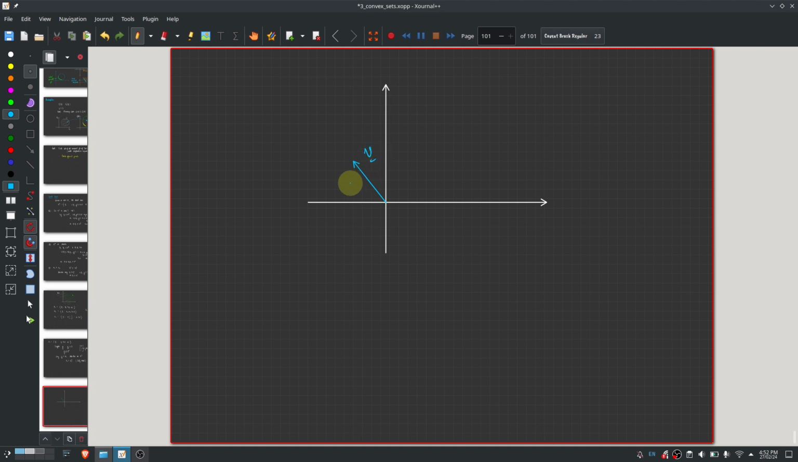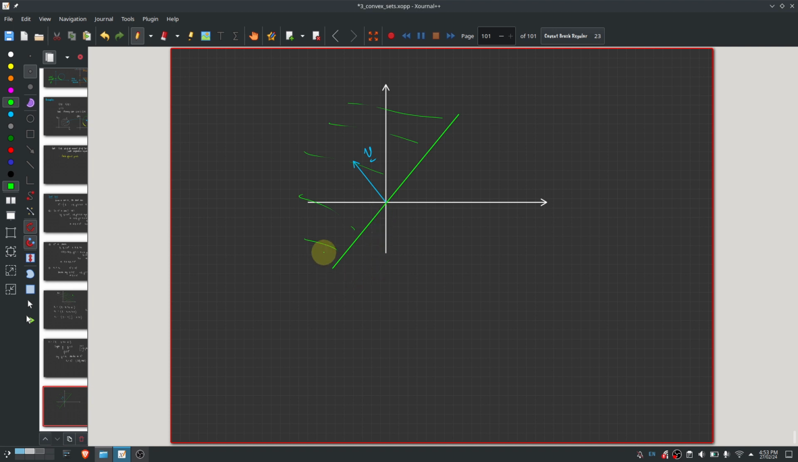What is the set of all vectors in R2 which have non-negative inner product with v? What does it look like? It's basically the half space with v as the normal vector, right? So it should contain the vector v. It's a half space passing through the origin and having v as the normal vector. This would be the set of all vectors which have non-negative inner product with v.